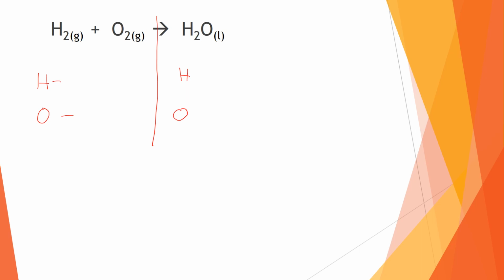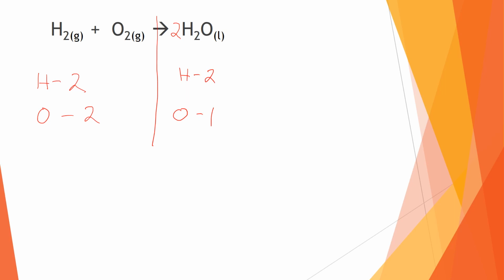Why am I not writing this as HOH? Because I don't have hydroxide over here. Only write water as HOH if you have hydroxide on the other side of the equation. It just makes it easier. So I have 2 hydrogens here, I have 2 oxygens here, I have 2 hydrogens here, but I only have 1 oxygen here. So I'm going to try to make odd numbers even.